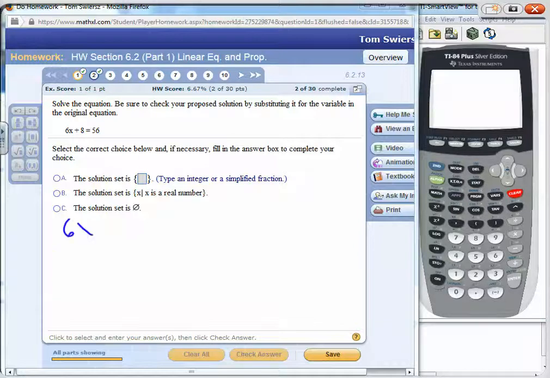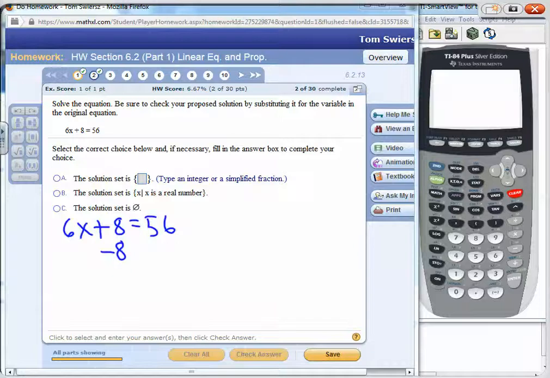All right, so we have 6x + 8 = 56. Now, the key here is we want to get x by itself. We want to isolate the x. Now we have 6 times x plus 8. It's always easier to get rid of what's being added or subtracted on the same side as x. So notice it's 6 times x plus 8, and we want to get rid of the 8 first. We want to make it 0. So to make 8 into 0, we would subtract 8.